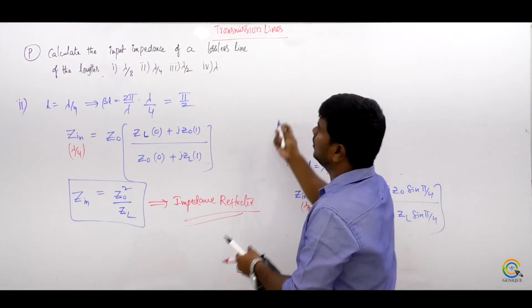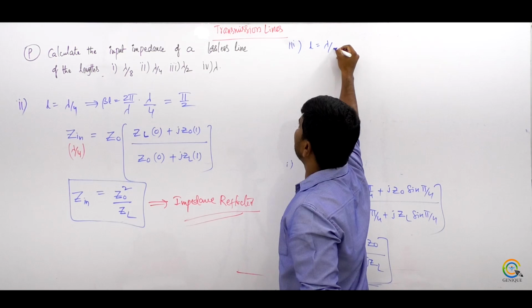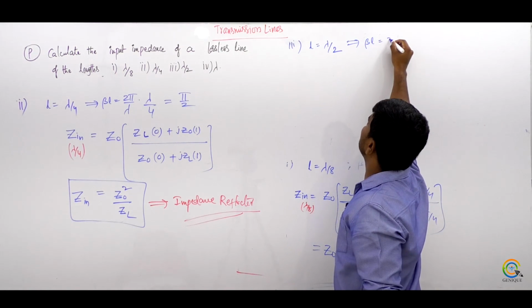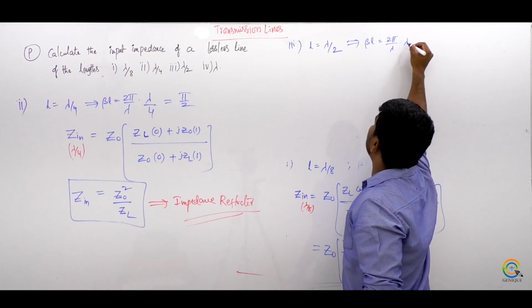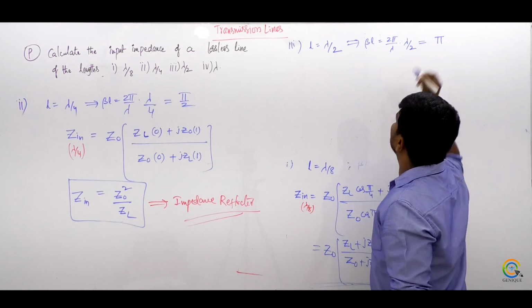What is the third one? The third one is L equals lambda by 2. This implies, what is beta L? Beta L is equals to 2 pi by lambda into lambda by 2. This will be equal to pi.